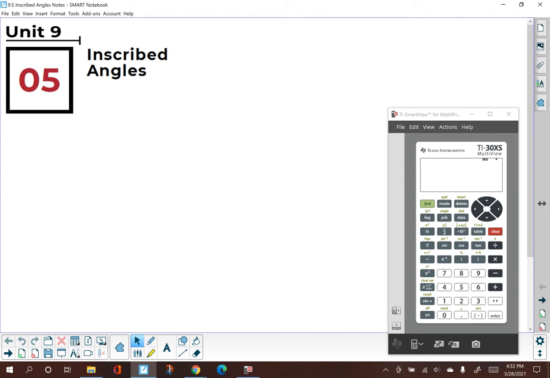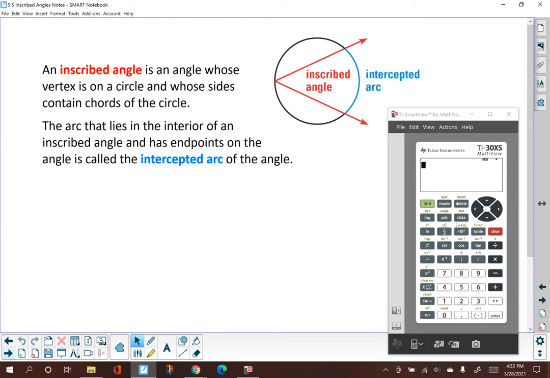We are working on inscribed angles today. An inscribed angle is an angle whose vertex is on the circle and whose sides contain chords of the circle. So we've got the vertex right on the edge of the circle, and the two sides of the angle are two chords of the circle. The arc here is called the intercepted arc.